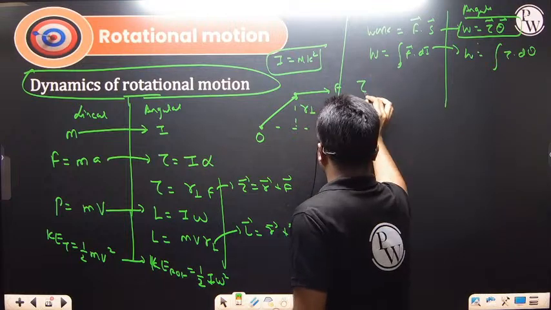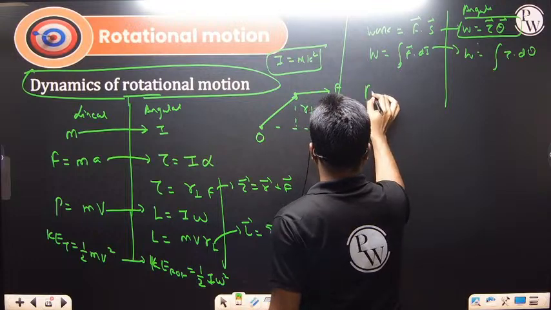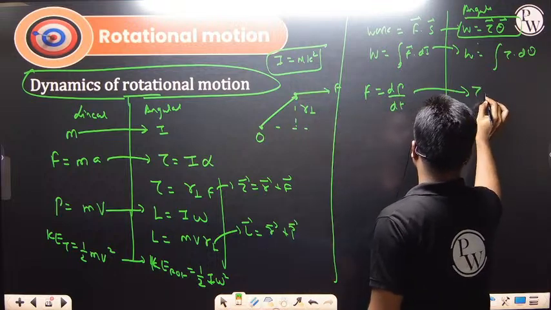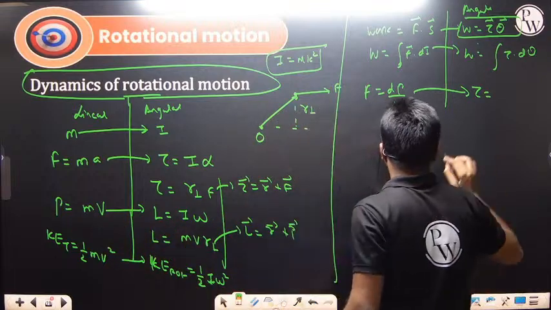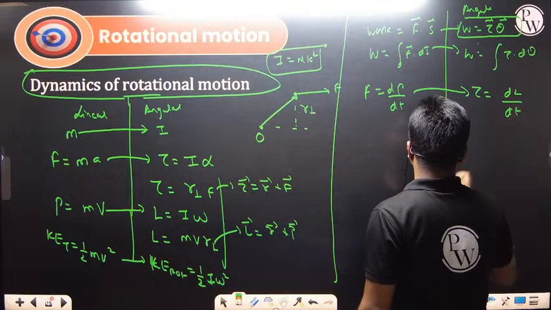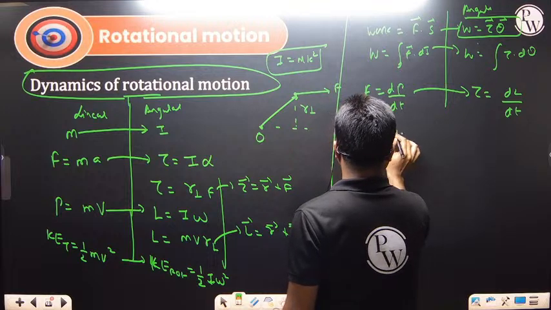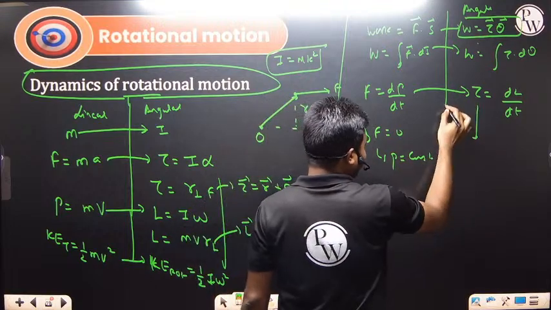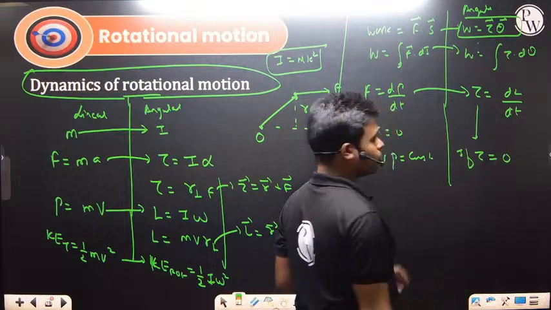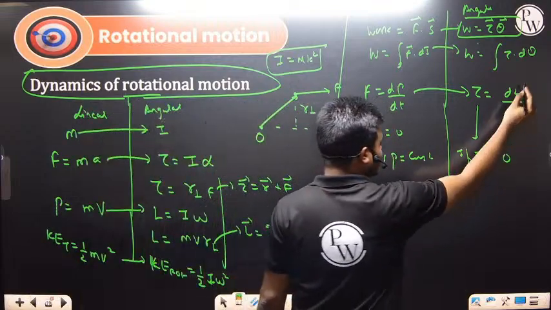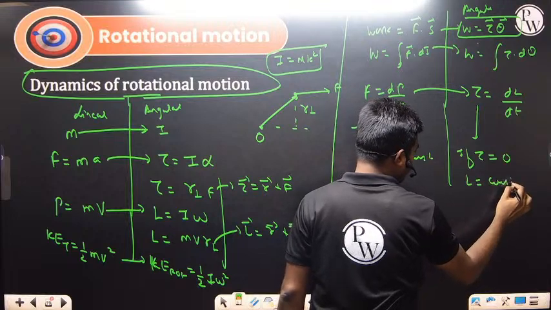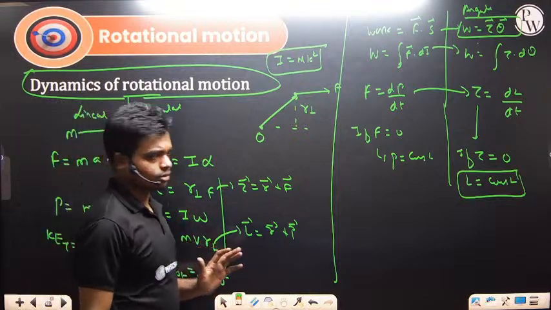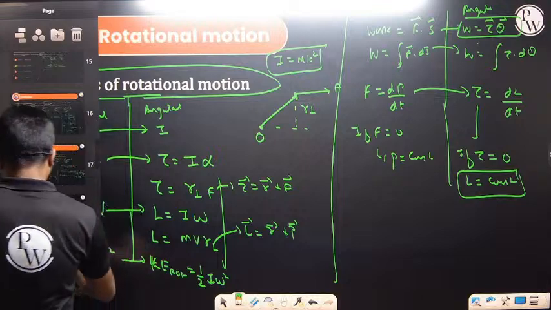We also have torque, we also have force. Newton's second law if I write in this particular term, that is F equals dp by dt. So corresponding F is replaced by torque, and p is replaced by L. So torque is given by dL by dt. If force is 0, then momentum will be constant. So if torque is 0, then L will be constant, the angular momentum will be constant. If the net torque acting on the system is 0, then L will be constant. So these are the rotational motion basics we have.